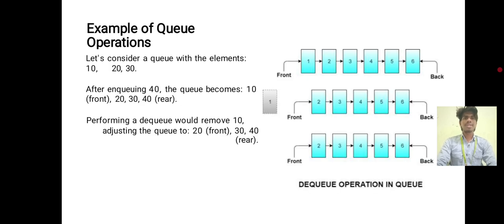Example of queue operation. Let us consider a queue with the elements 10, 20, 30. After enqueue 40, the queue becomes 10 is the front, 20 is the middle, and next 30, next 40. Now the rear end will be 40. Performing a dequeue would remove the 10, adjusting the queue so that 20 is the front, 30 next, and 40 is the rear.